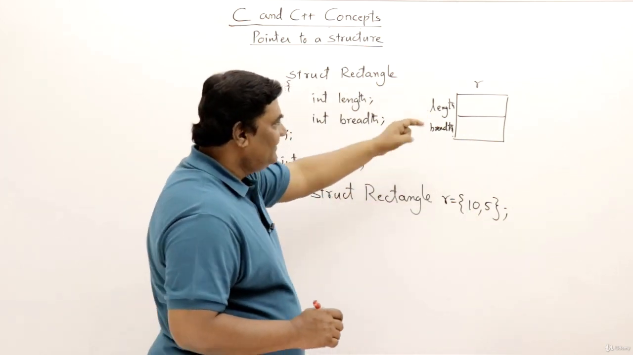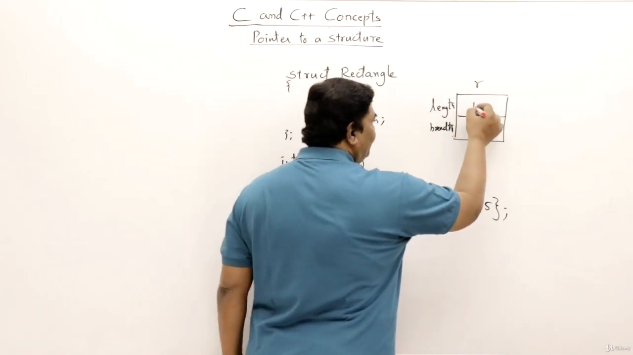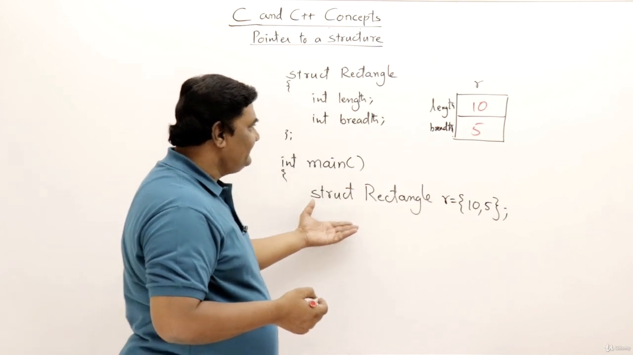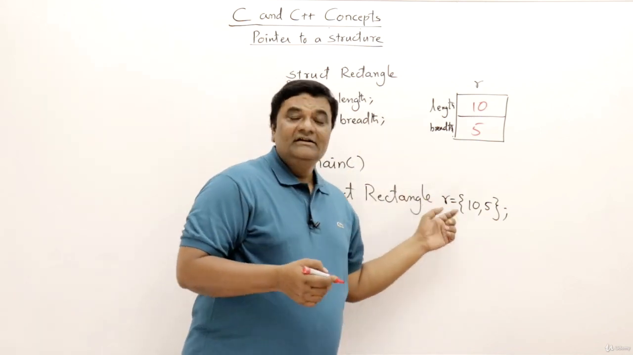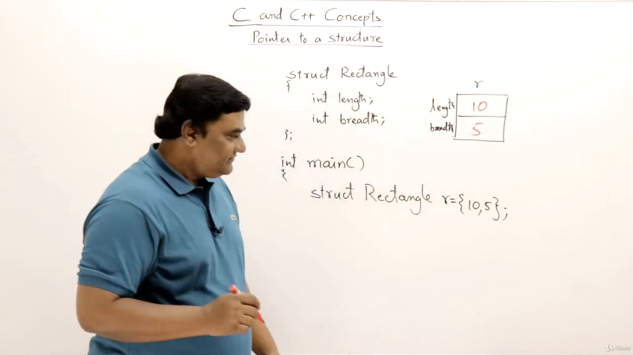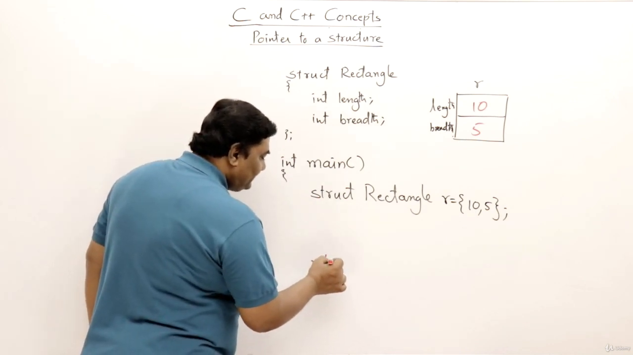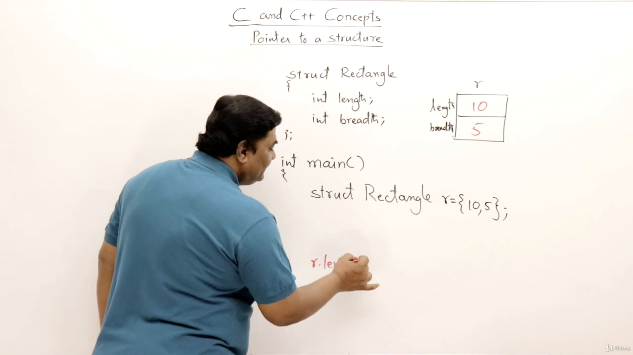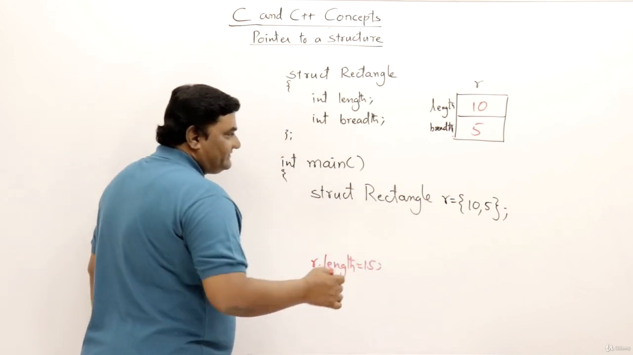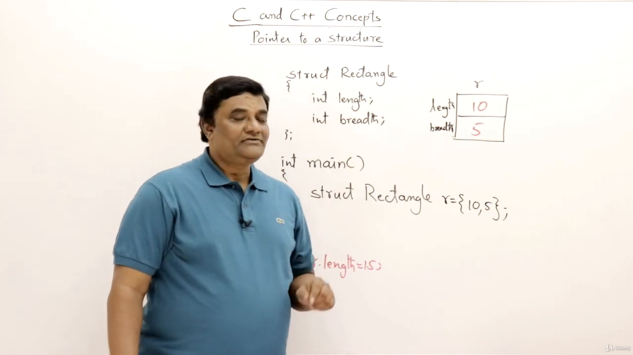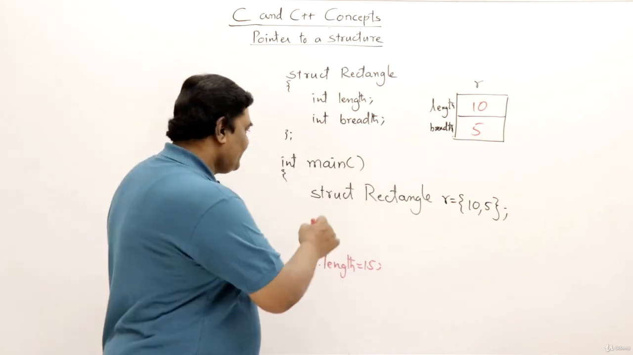So this variable occupies memory and it will have the values 10 and 5. Now, if I want, I can directly access these members length and breadth by using the variable name r. So if I want to print or change, I can say r dot length assign 15. I can change it like this. But let us learn now how to access it with a pointer. So first of all, I will declare a pointer.